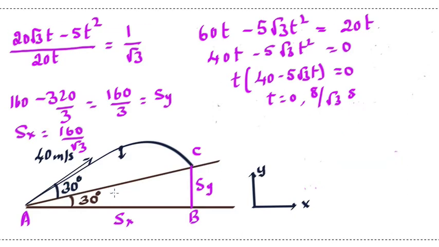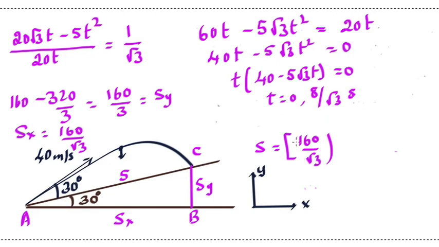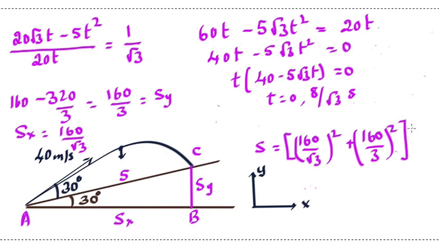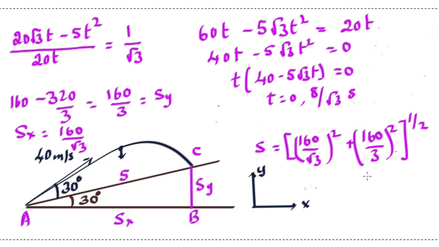Let's clear some space. So now we have a final answer. The hypotenuse S, the distance along the incline, is given by S equals the square root of (160 by root 3) the whole squared plus (160 by 3) the whole squared. I will let you finish that. What if the hill were sloping down instead of up? Let's do that next.